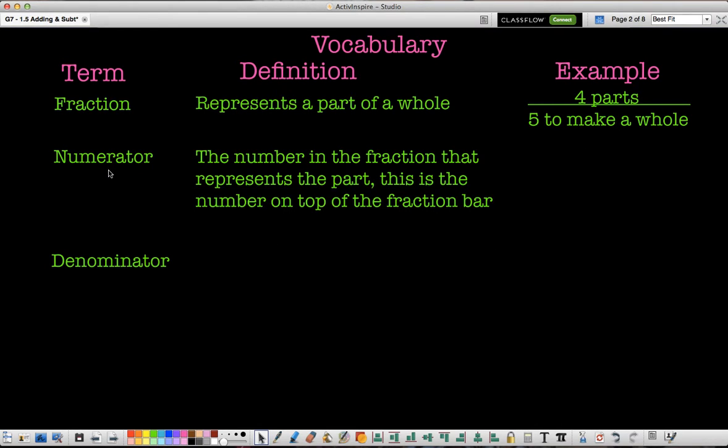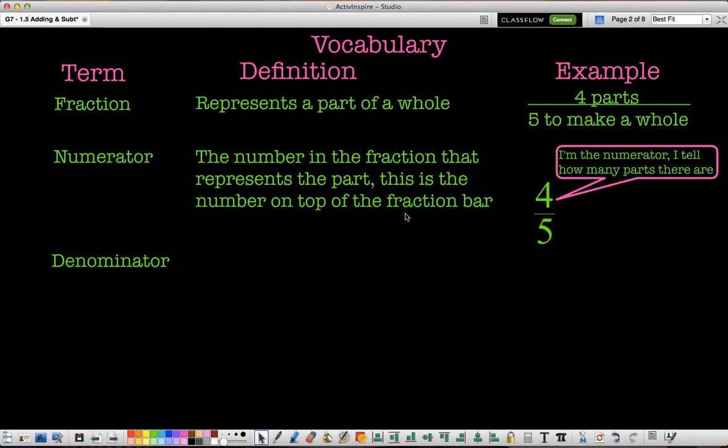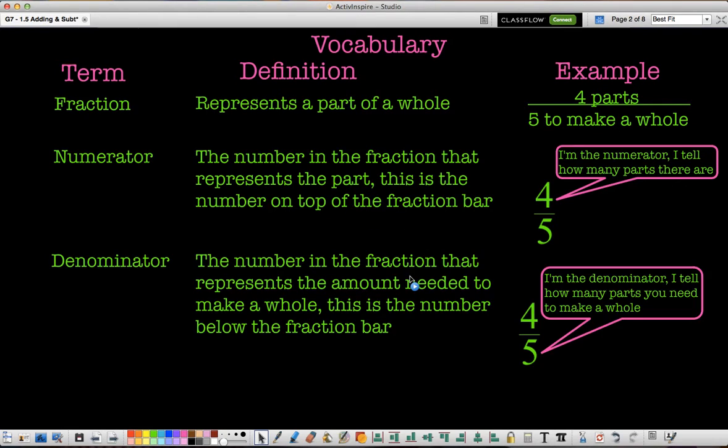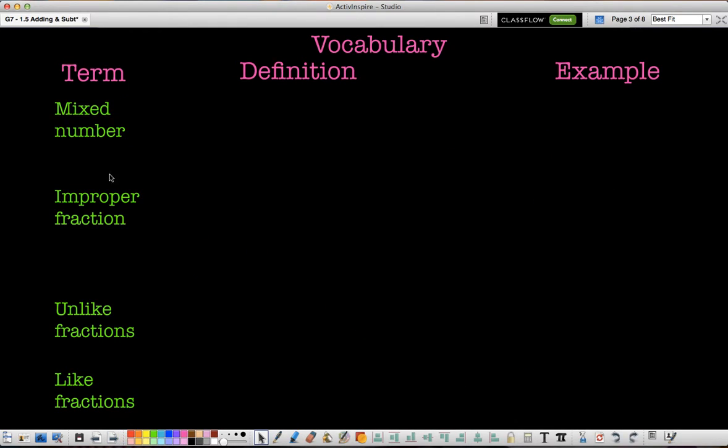The numerator is the number in the fraction that represents the part. This is the number on the top of the fraction bar. Okay, so 4 is your numerator, and it tells you how many parts there are. The denominator is the number in the fraction that represents the amount needed to make a whole. This is the number below the fraction bar. Right, so 5 is the denominator in this case, and it tells you how many pieces you need to make a whole group. So if I were to have 5 out of 5, that's when we get our whole numbers, and that's when we get into mixed numbers.